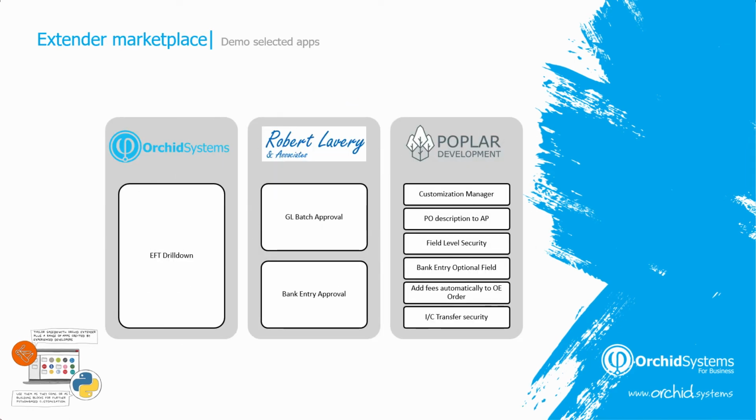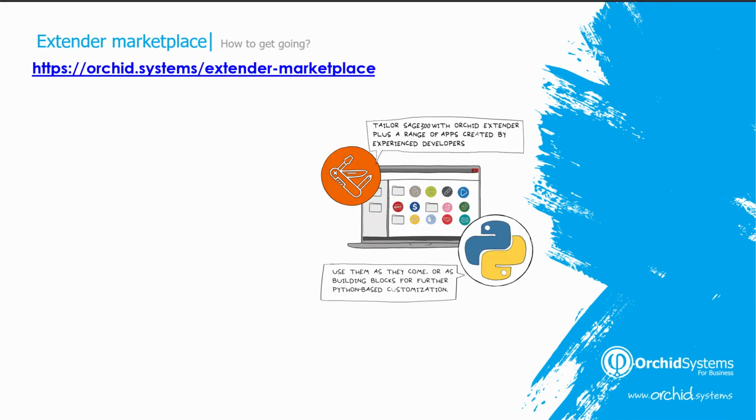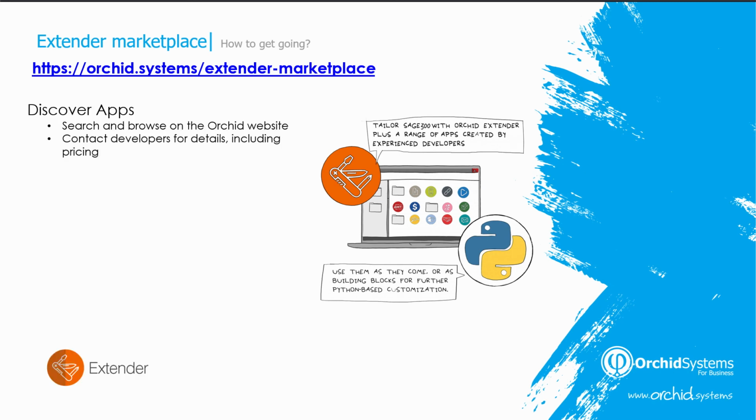So today we've demonstrated selected apps that are showcased on the Extender Marketplace for Sage 300. How do you get going with the Extender Marketplace? Discover the different apps by searching and browsing on the Orchid website, and then contact the developers for details, including pricing and the minimum requirements.